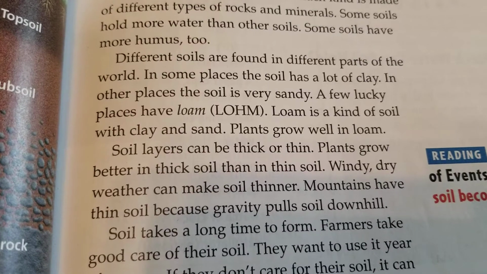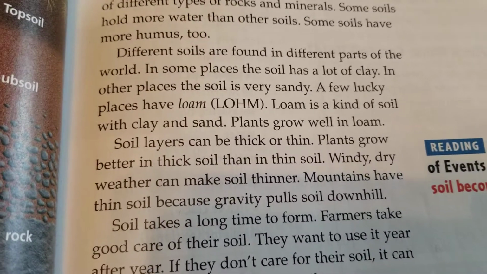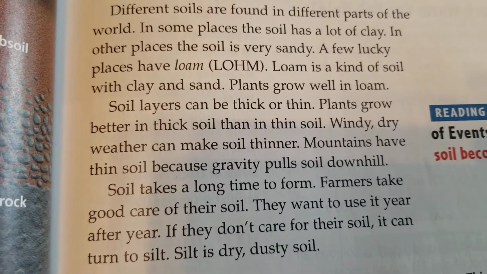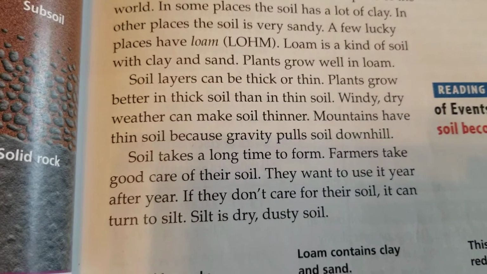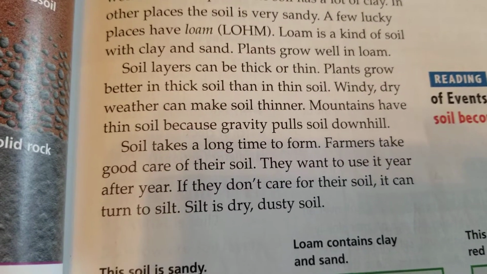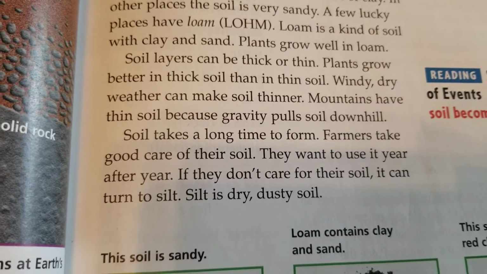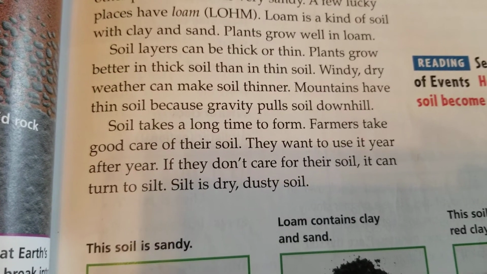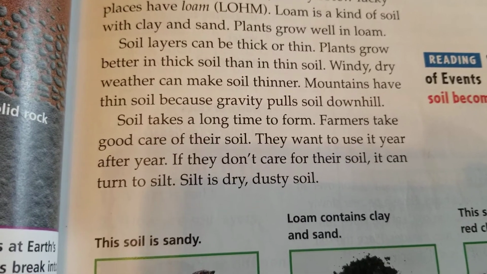In some places, the soil has a lot of clay. In other places, the soil is very sandy. A few lucky places have loam. Loam is a kind of soil with clay and sand. Plants grow well in loam. Soil layers can be thick or thin. Plants grow better in thick soil than in thin soil. Windy, dry weather can make soil thinner. Mountains have thin soil because gravity pulls soil downhill.